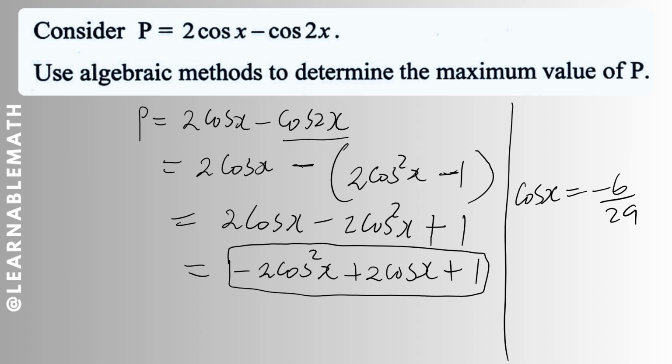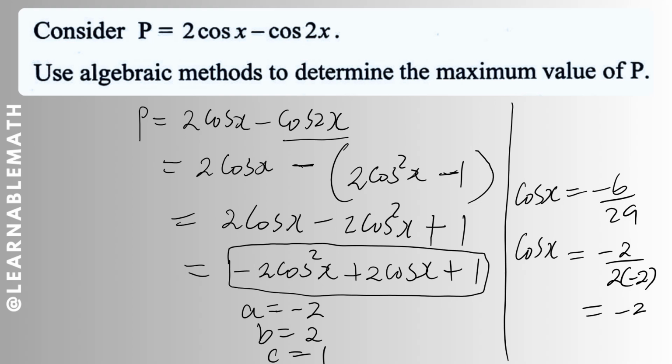So cos x is equals to minus b. What is our b? Our a here is minus 2, our b is 2, and c is 1. Minus b is minus 2, over 2 into a, which is minus 2. This will give us minus 2 over minus 4, which is 1 over 2. So cos x equals 1 over 2. So we get the maximum at the turning point when cos x is equal to half.